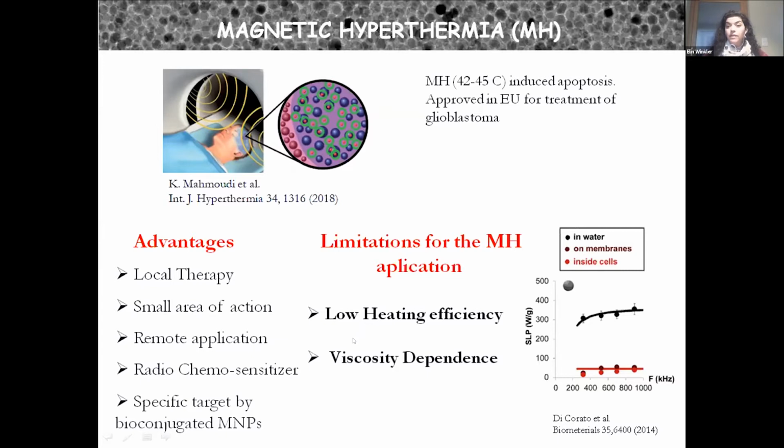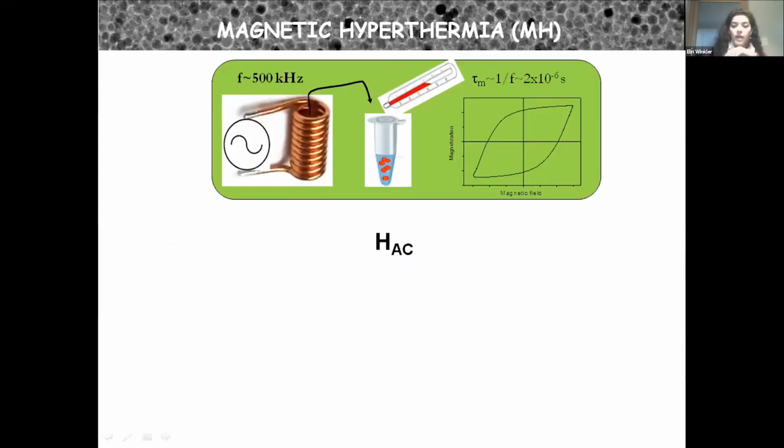One of the limitations is the low heating efficiency, and also that the heating efficiency depends on the viscosity of the medium. For example, when you make an experiment in different media, in water or inside the cell, the medium reaches different temperatures. Also, there are other issues, such as the toxicity, of course, of the nanoparticles, or the agglomeration. But in this talk, we are going to see how we can improve these two particular points.